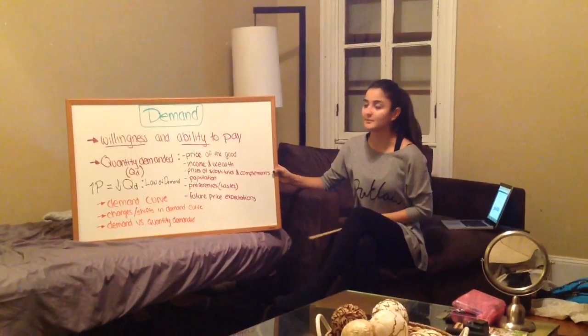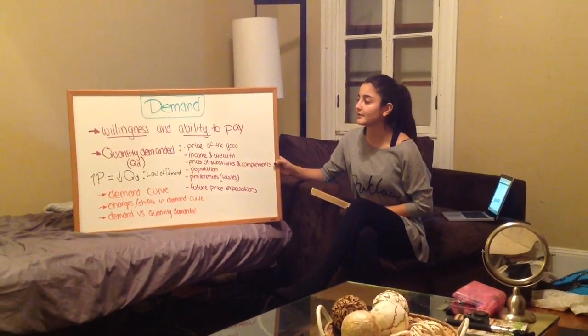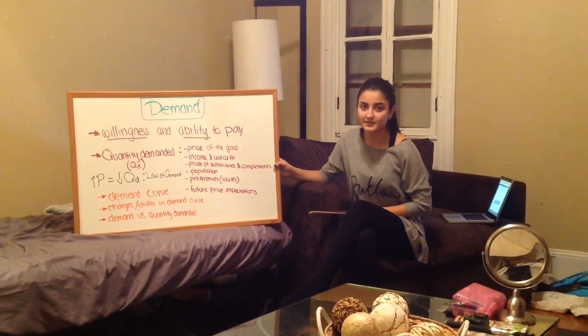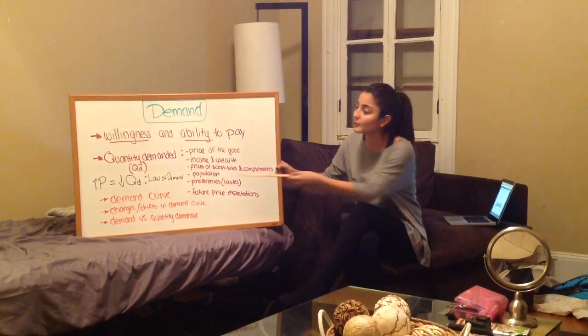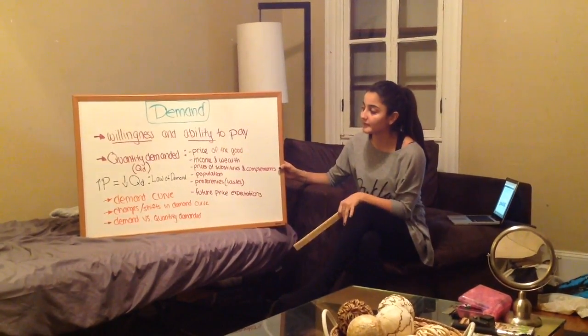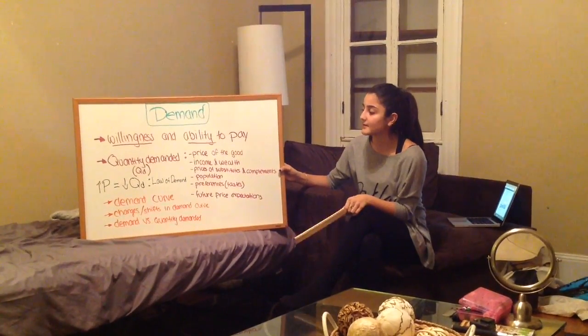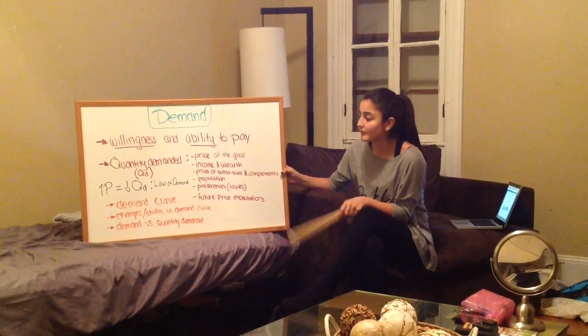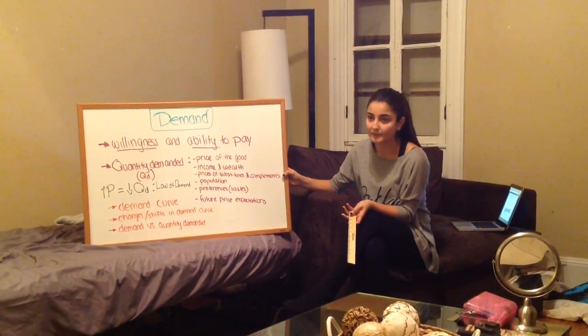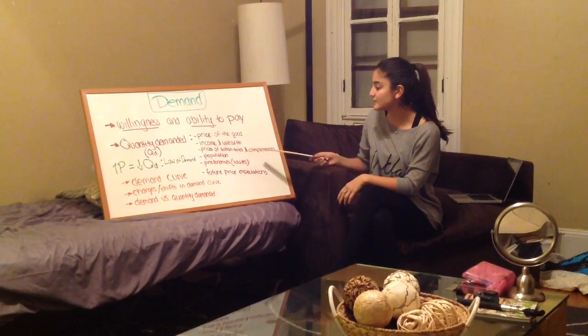Okay, so we're going to talk about demand. Demand is the willingness and ability to pay. There's a lot of factors we have to consider when talking about demand. For example, the quantity demanded. The quantity demanded, also known as QD, depends on the price of a good, the income and wealth of a consumer or buyer, prices of substitutes and complements.